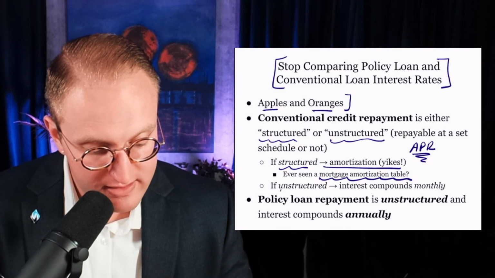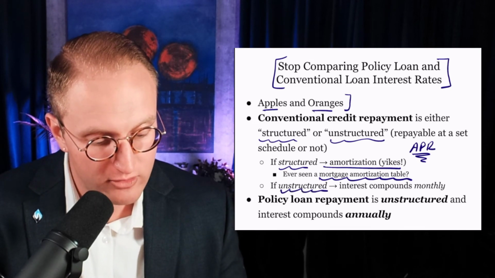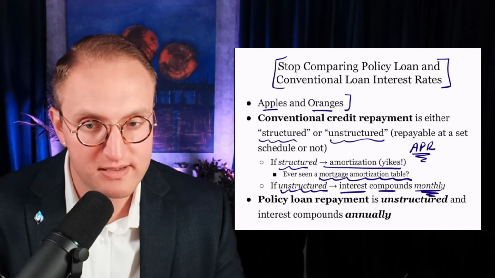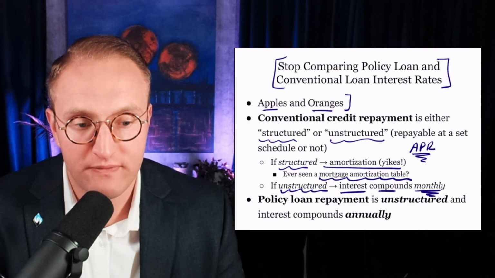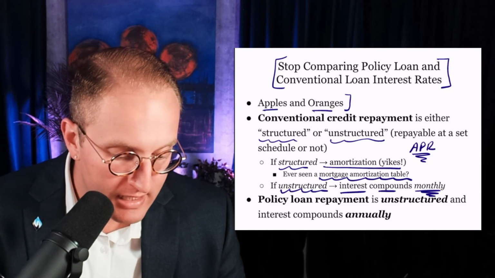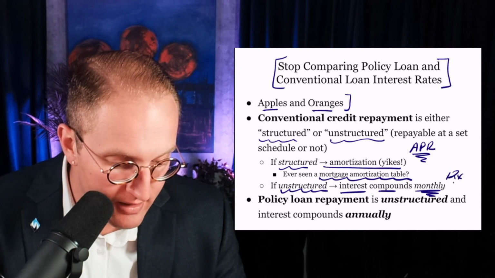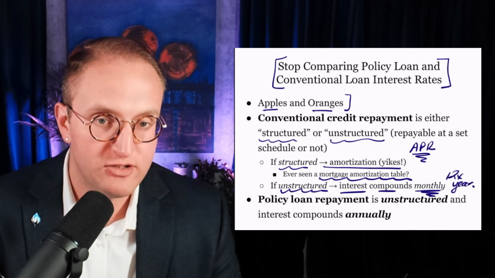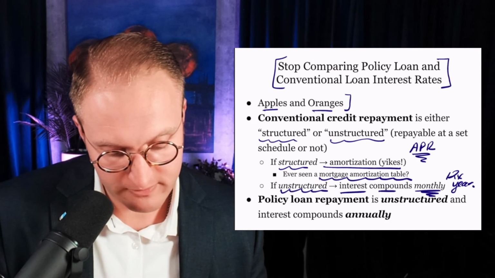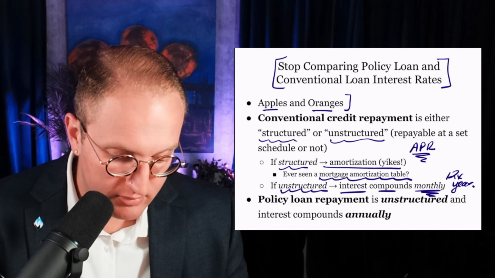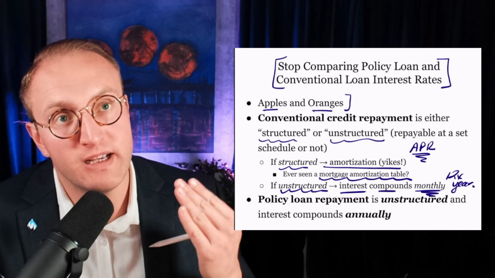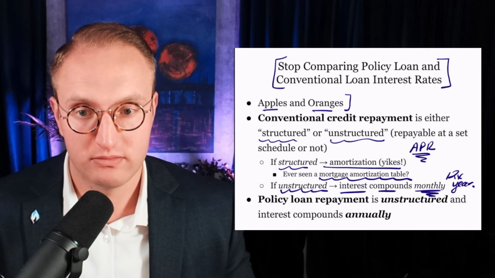Okay, if conventional credit is unstructured, like a credit card or a home equity line of credit or a business line of credit, interest compounds monthly. You know this. Payments are due monthly. If interest builds up and you don't make repayments, the interest goes to the balance. In other words, interest compounds 12 times per year. This will be important when we talk about non-direct and direct recognition and cash value lines of credit in the next lecture. But there's 12 instances of compounding as opposed to 1. Do I want my interest cost to compound more often or less often?